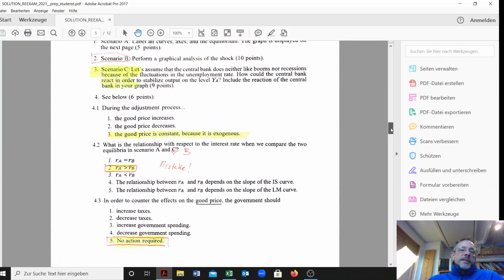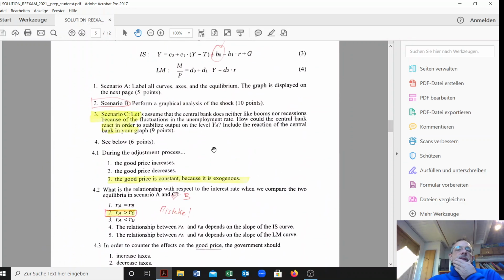So we are done with the second part. Let's check part 3. Let's assume that the central bank likes neither booms nor recessions because of the fluctuations of the unemployment rate. How could the central bank react in order to stabilize the output on the level YA? Include the reaction of the central bank in your graph.